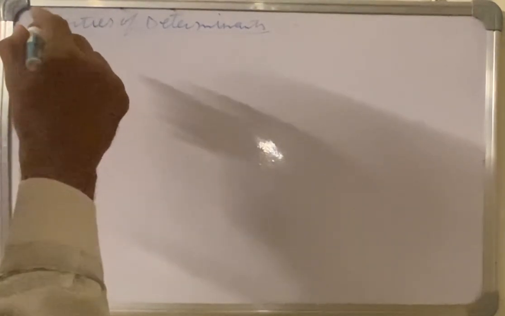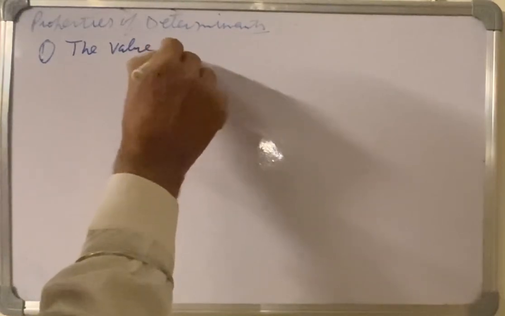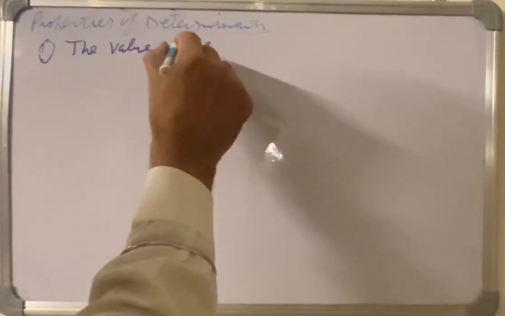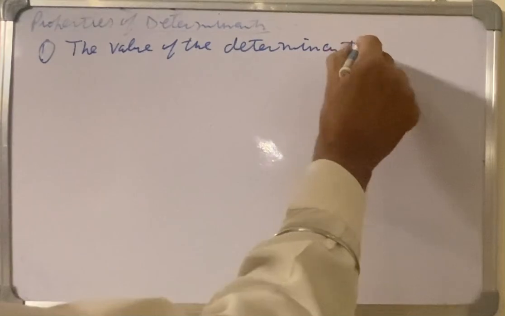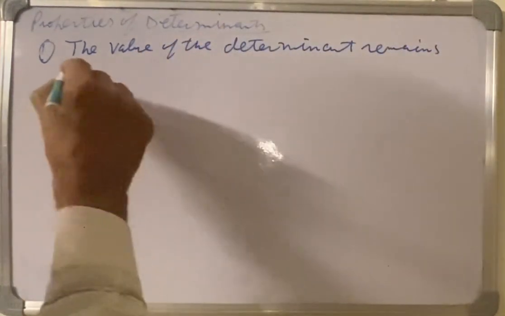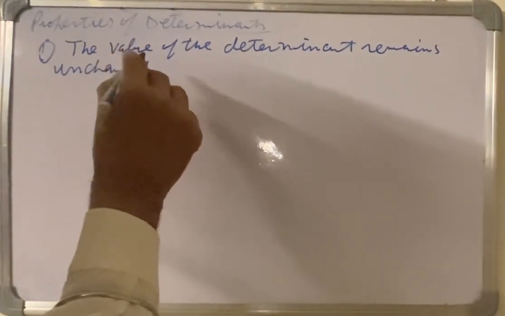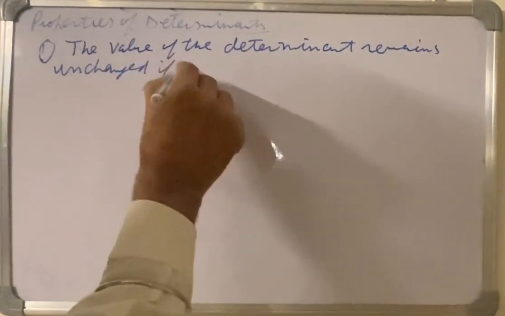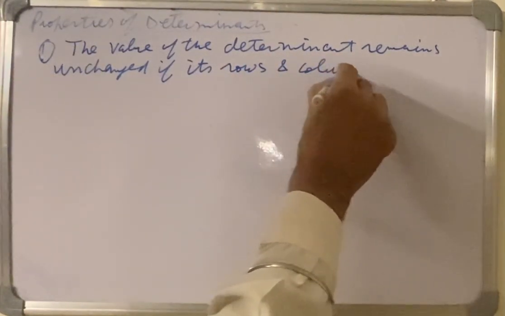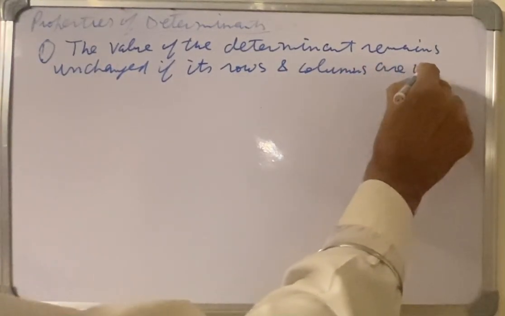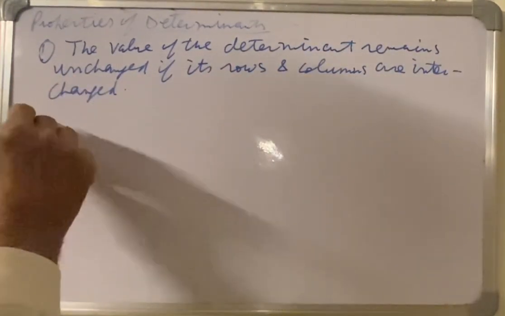The value of the determinant remains unchanged if its rows and columns are interchanged. Verification.